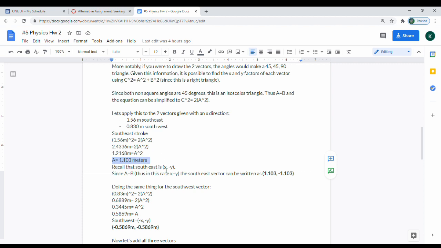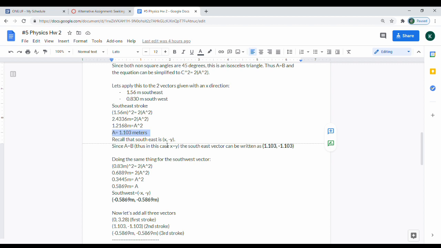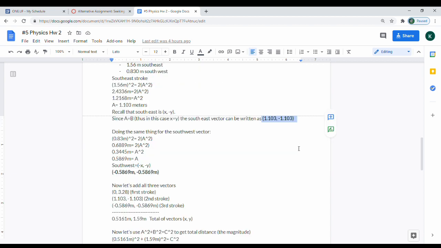And recall, southeast is a positive x and a negative y. And since a and b are the same, because it goes just as much south as it is east, the southeast vector can be written like this. Perfect. And then if we do the exact same thing for the southwest vector, we get this. Here's the work.